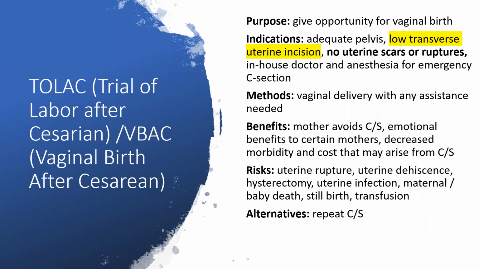Risk of this could be, of course, a uterine rupture, uterine dehiscence, hysterectomy, uterine infection, maybe a maternal or fetal death, stillbirth, or a transfusion maybe needed with blood loss. The uterus is smooth muscle and has a likelihood of tearing during the presence of contractions. That's what we have as well.